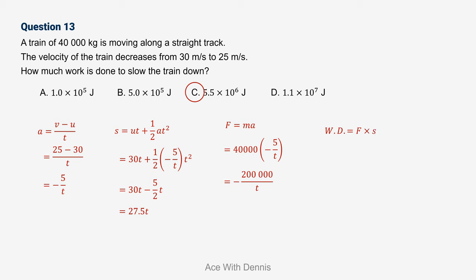Then lastly, we want to calculate the work done, which is F times s. For the force, we don't have to include the negative sign because work done is a scalar quantity. Hence, we just take the magnitude of the force, which is 200,000 over t, times the s, which is 27.5t. We simplify and calculate the value, we get 5,500,000, which is 5.5 times 10 to the power of 6 joules. Hence, the answer is C.